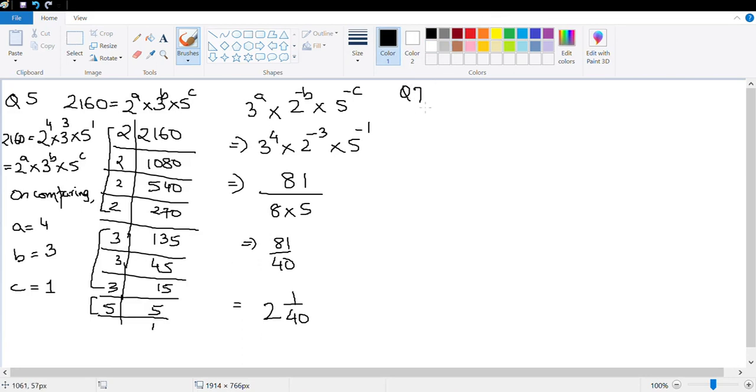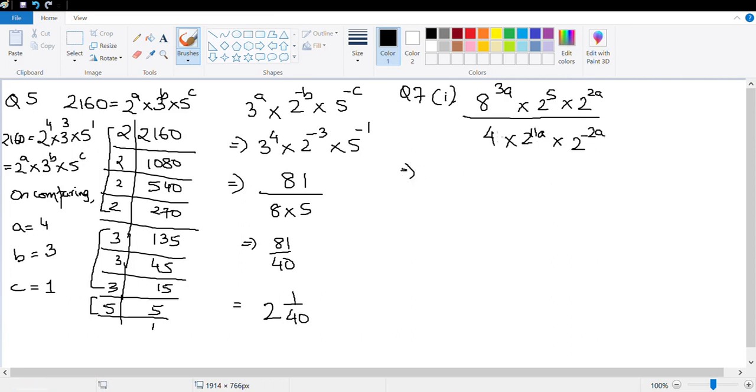Question number 7, part 1. Let's start question 7, part 1. Question 7 says 8 to the power 3a multiplied with 2 to the power 5 multiplied with 2 to the power 2a divided by 4 into 2 to the power 11a multiplied with 2 to the power negative 2a.